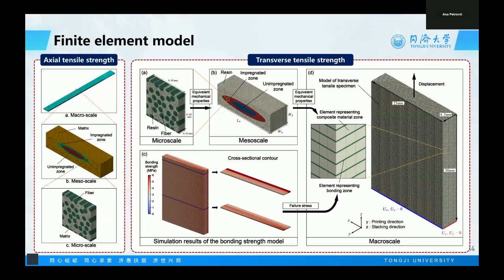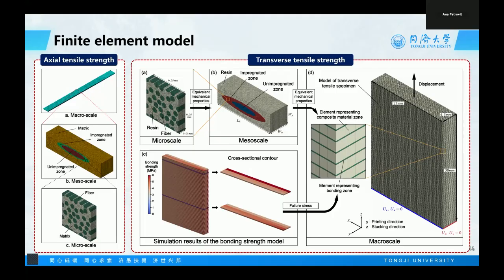And finally, we built a multiscale analysis model to calculate the axial tensile strength and the transverse tensile strength. In the microscale, we established the RVE model considering the fiber and resin distributions. And in the mesoscale, the void in the interbundles is further considered. The distribution and the content of the void is calculated by the impregnation models.